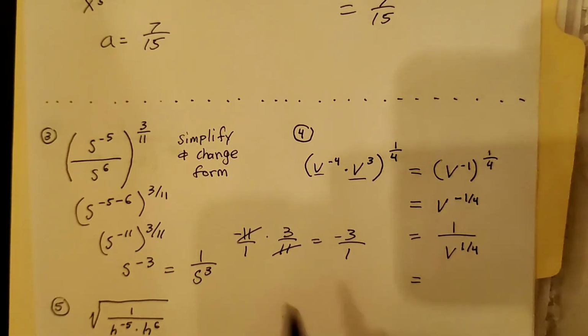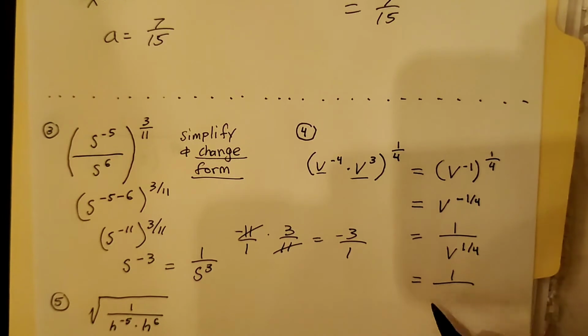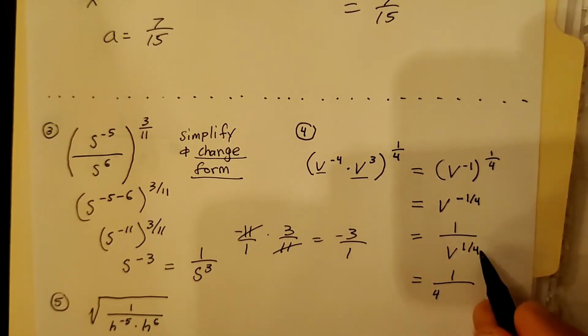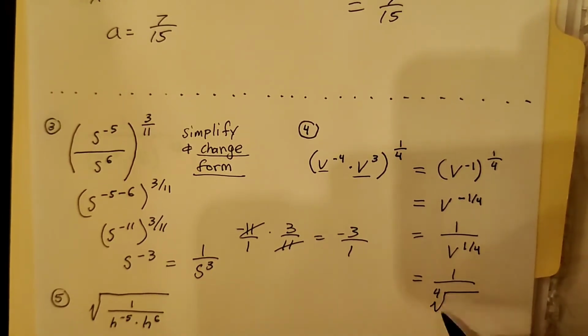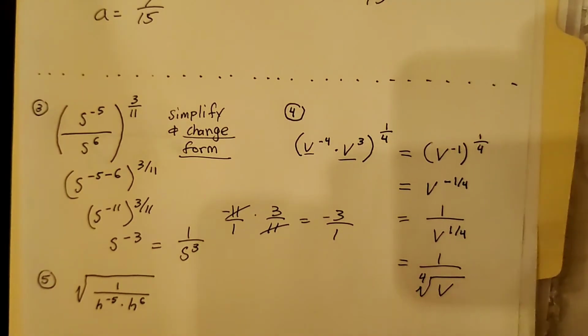And then finally, change the form as well. So that means we have to change that to a 4th. Remember, the number on the bottom is the root, so 4th root of v to the invisible 1. Alright, and this section is multiple choice, so you would just select that option.